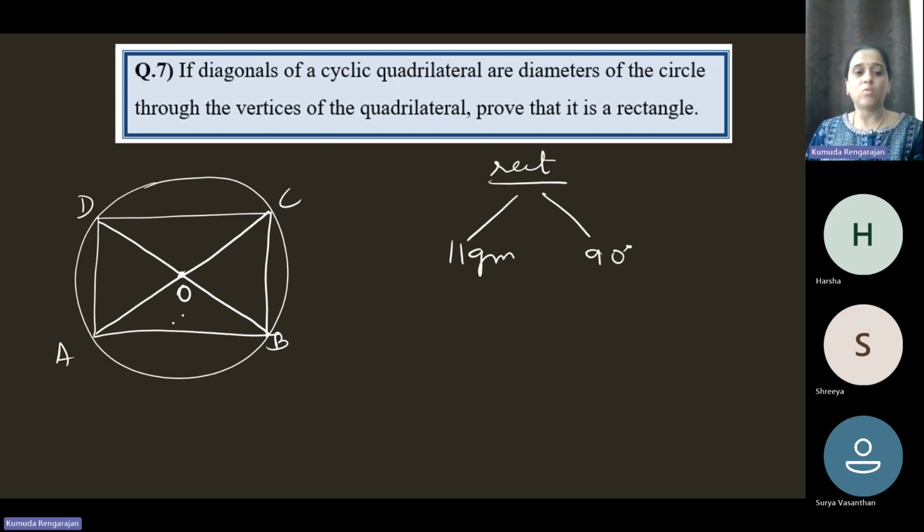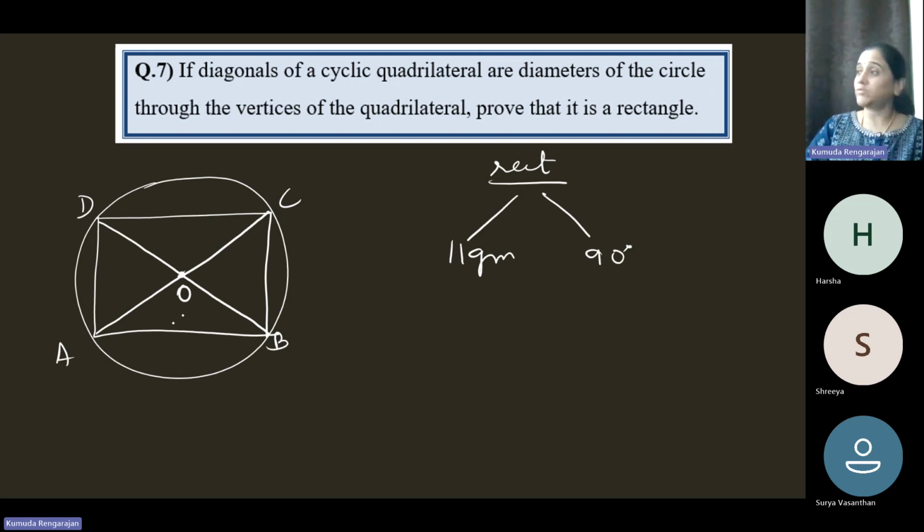So in quadrilateral ABCD, the diagonals AC and BD have the same midpoint, which is O. They bisect each other. And hence ABCD is a parallelogram. How do we know that O is the midpoint of AC and BD? That is not by them being diagonals. That is by these line segments being the diameters of the circle. That's how we know that O is the midpoint. O is the midpoint not because they're diagonals, but because they're diameters of the circle.